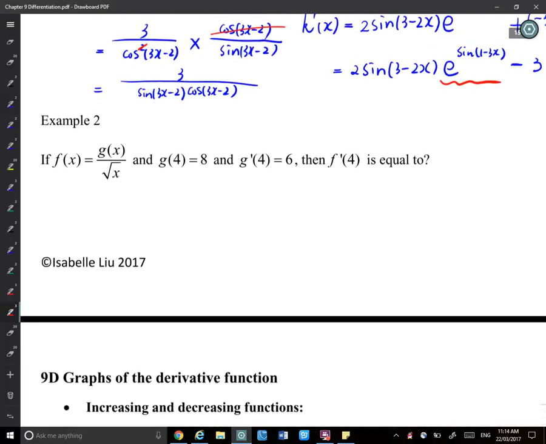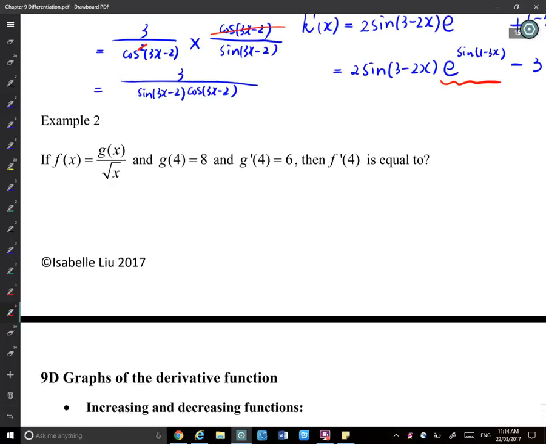In example 2, you have fx equals to gx over square root x. But I haven't told you what is gx, but it's okay. I give you some values: g4 equals to 8, g dash 4 equals to 6, and I want to find f dash 4. So before I find f dash 4, I need to find f dash x first.